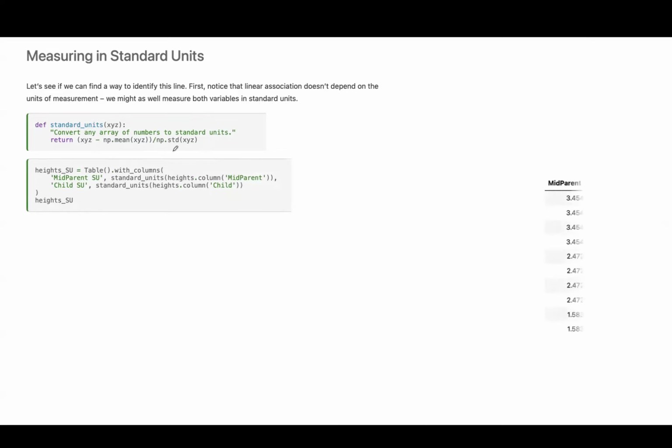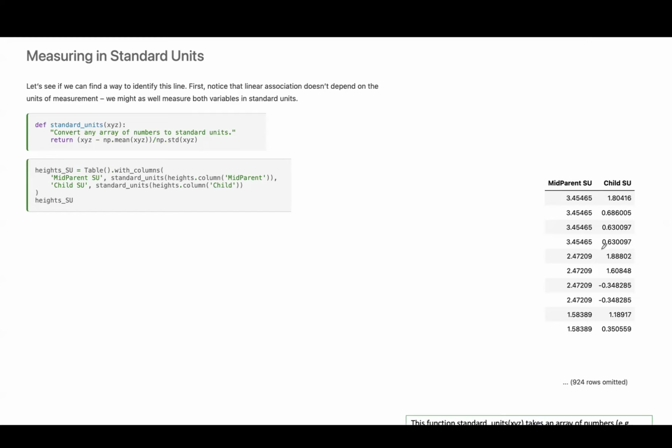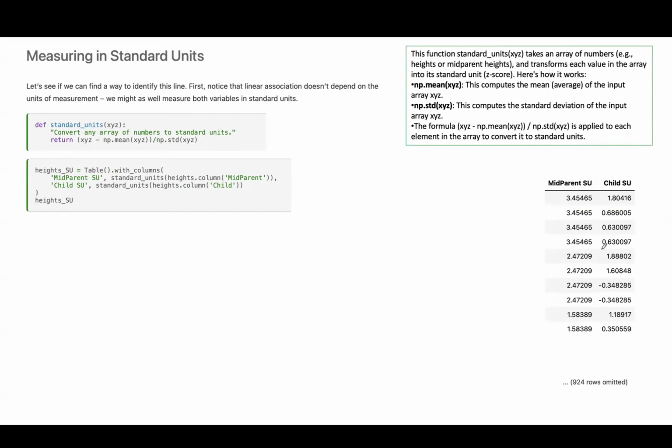Let us take a look at two columns, including a mid-parent in standard units and a child in standard units. Okay, you see the difference. Some of them are negative as well, below the center, and so on. Some of them are above the center, some of them are close to the center. A breakdown of the line of code: we're basically using NumPy mean and NumPy standard deviation to standardize these values.